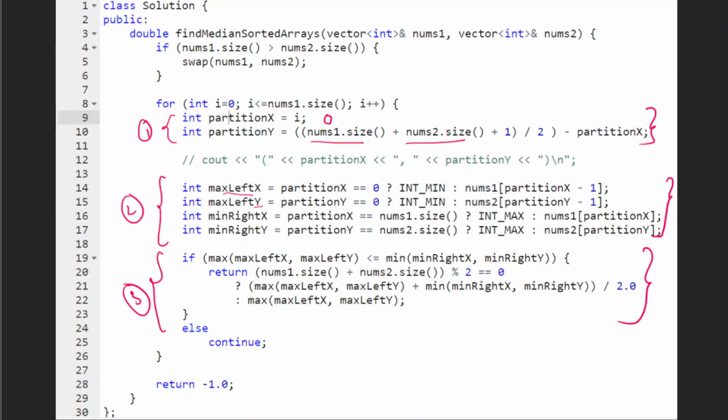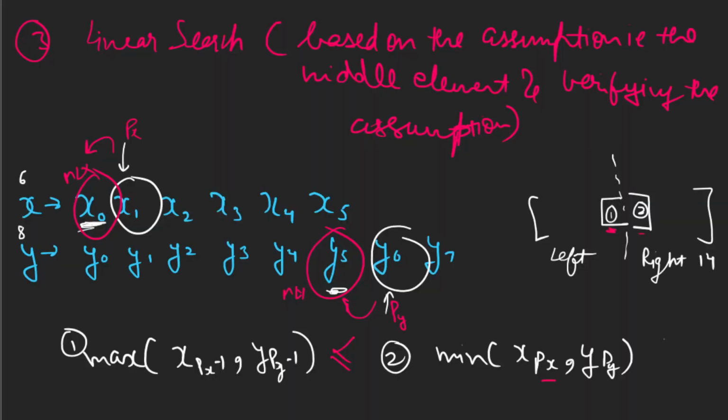And the min right y and min right x will be the element at partition x and the element at partition y. That is why it is px and py, not px minus 1 and py minus 1 as in the max left case. So this is the min right, okay? This is the min right y, and this is min right x.